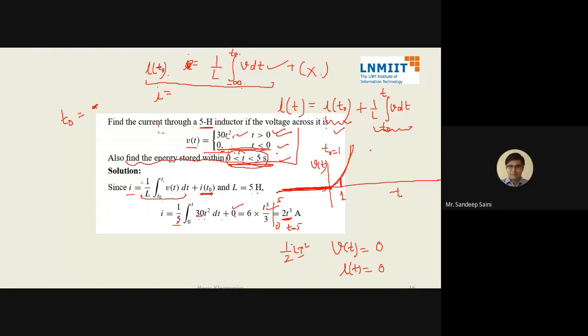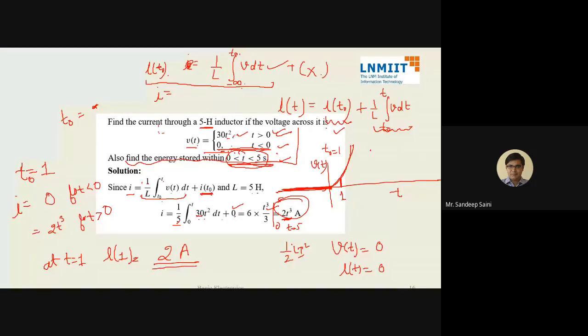Now coming to your question, if t naught is 1, this is my current. Let me write the current equation. Current is 0 for t less than 0, and it is 2 times t cube for t greater than 0. So at t equal to 1, I of 1 is 2 ampere. Is this okay? That means I of t naught is, sorry, 2 ampere. Then the initial current will be given as 2 ampere.